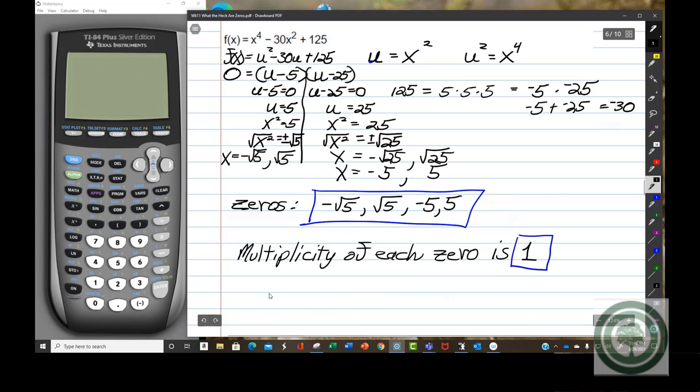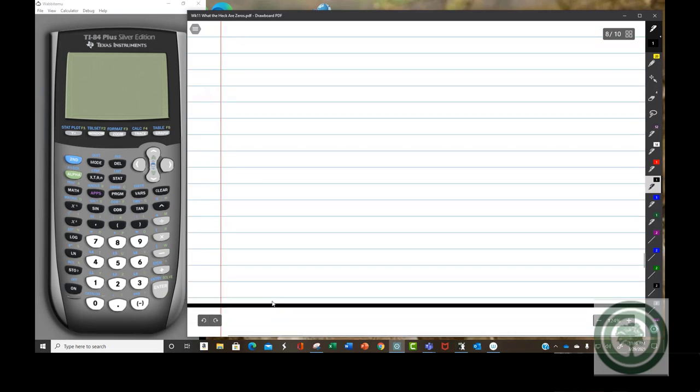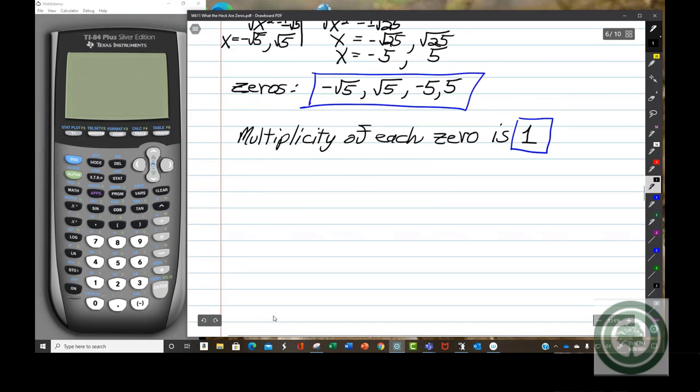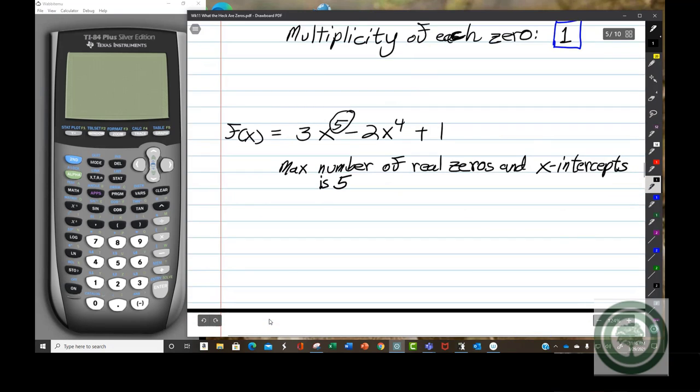Okay, there are other things we know also. Remember, the degree is the highest power. So I'll put it in quotes because I'm talking about the word. The degree of f of x is the highest power.